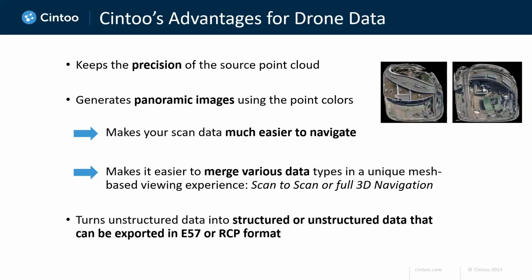And last but not least, you can turn this unstructured point cloud, or unstructured data, I should say, into structured or unstructured data that can be then exported in E57 or RCP format. You can also export it as a mesh in FBX, OBJ, or STL format.